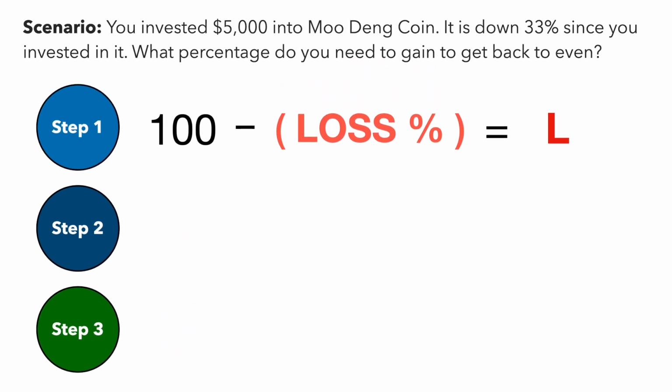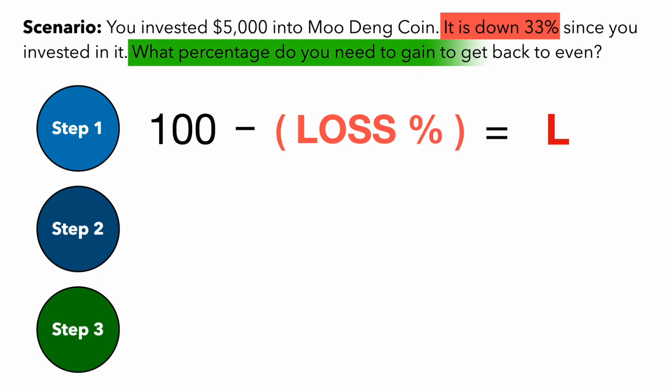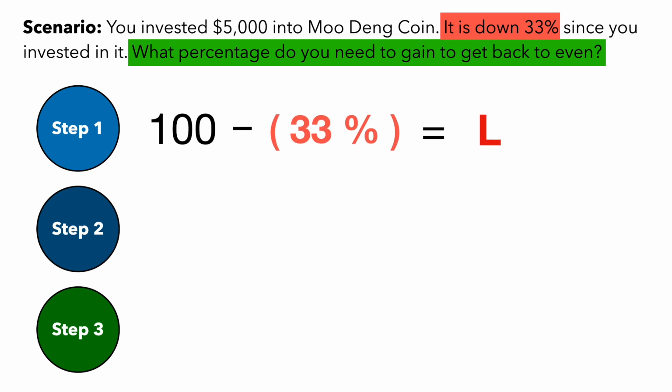So let's move into examples now using this formula. Let's say you invested $5,000 into the cryptocurrency called Mudang coin, and it is now down 33% since you invested in it. What percentage do you need to gain to get back to even on your investment? So let's plug it in. Remember, it's down 33%. So we're going to plug that in for our loss percentage.